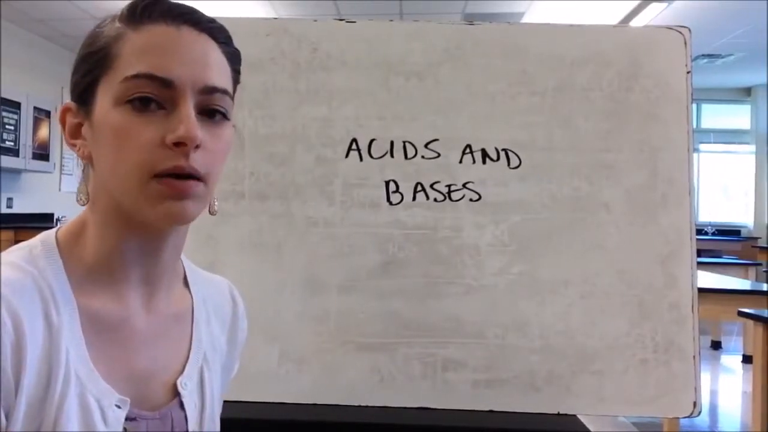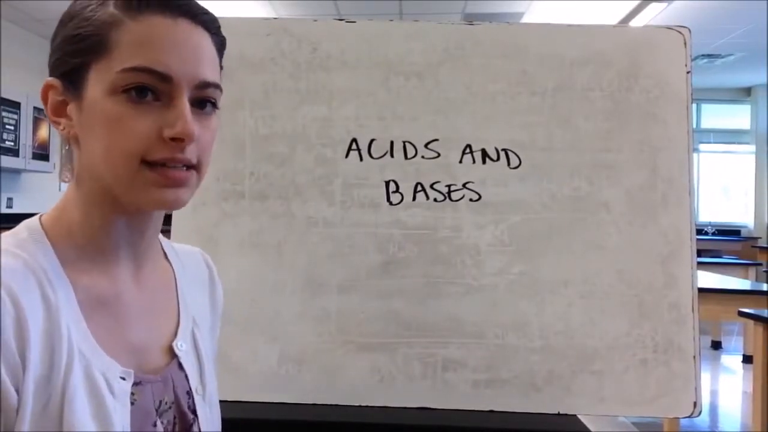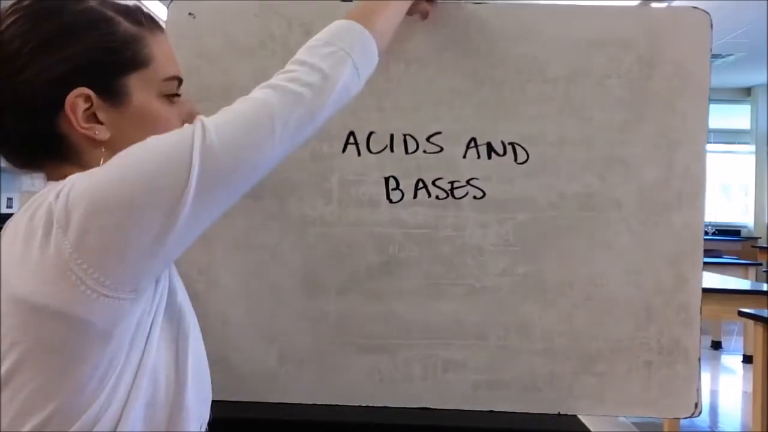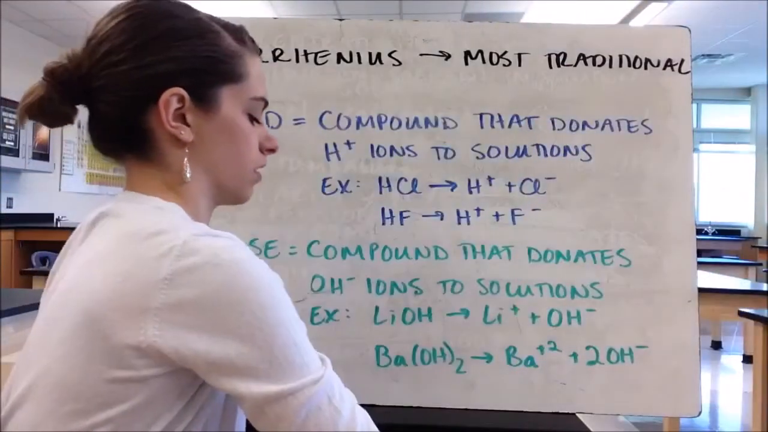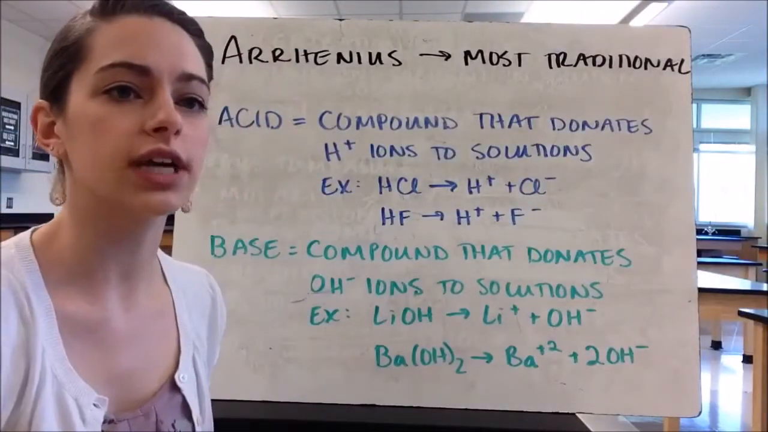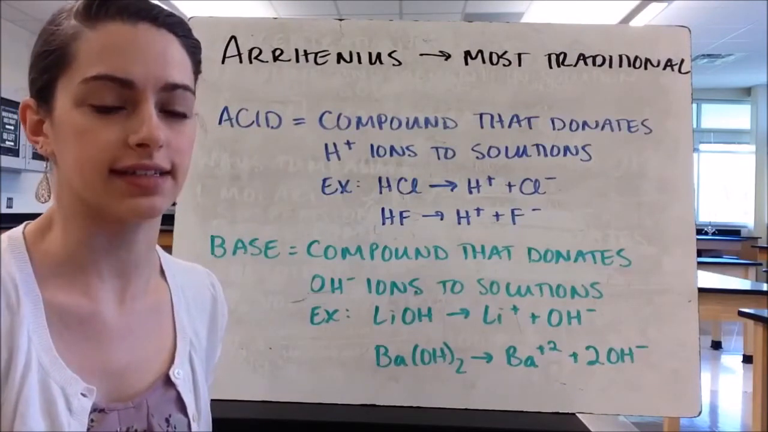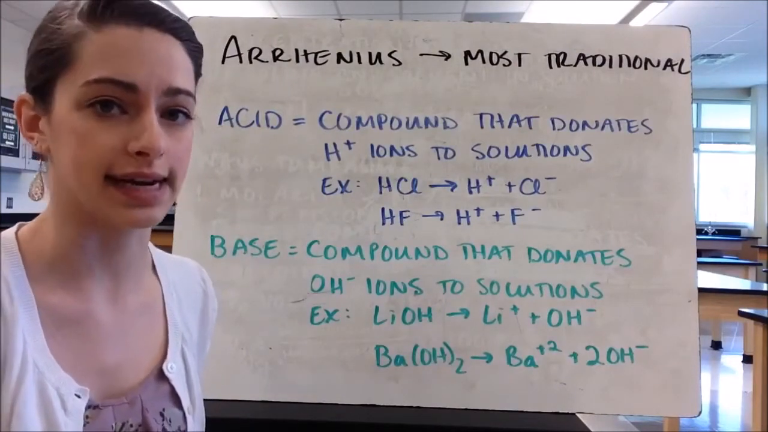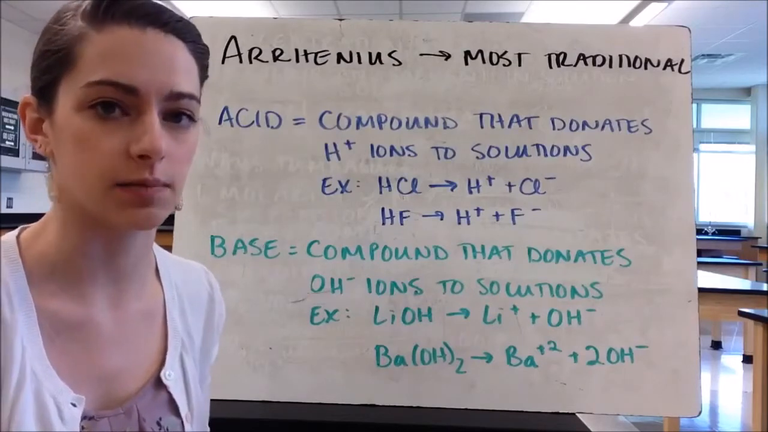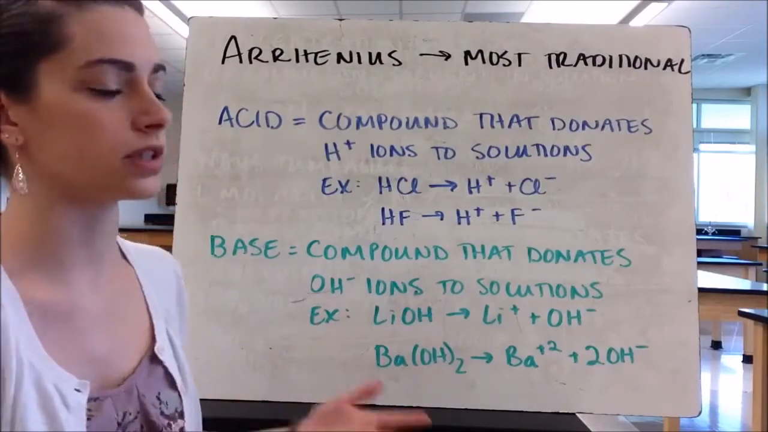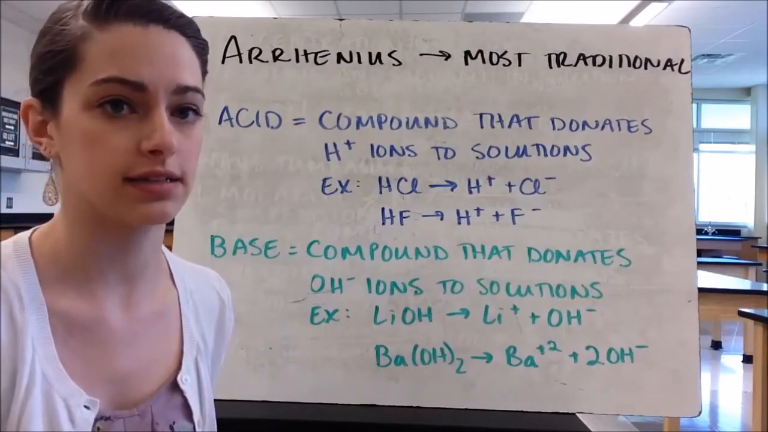So let's learn a little bit about what makes something an acid or a base. We're going to look at two different definitions for acids and bases. The first one is called the Arrhenius model, or the Arrhenius acid or base model, and this is the most traditional model of an acid or base.